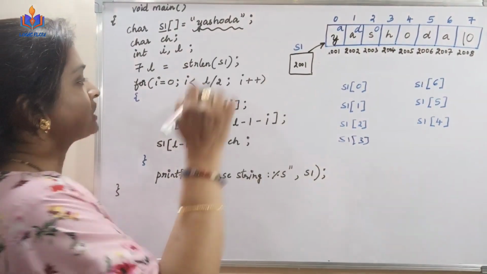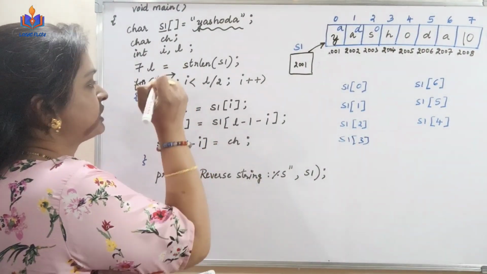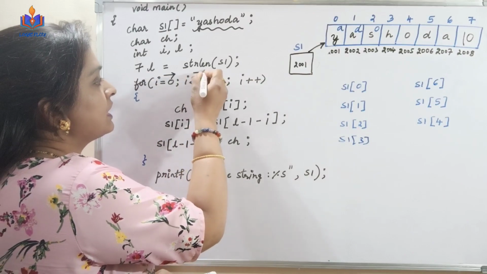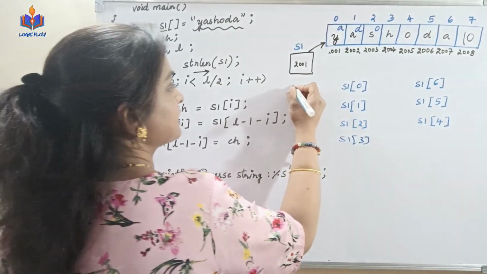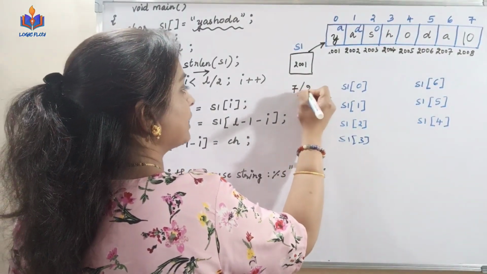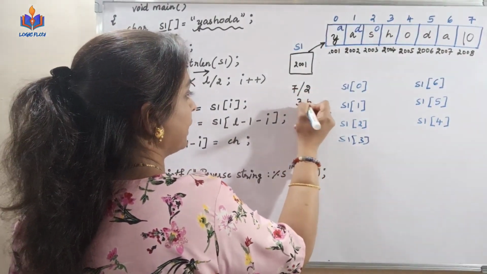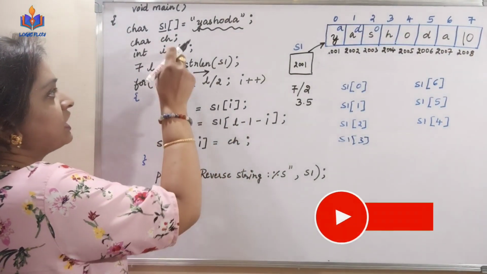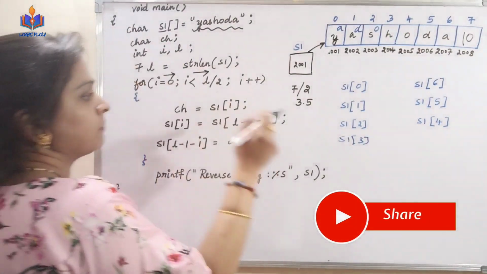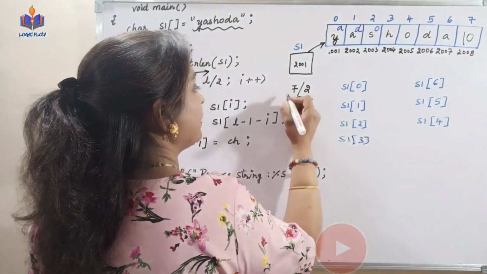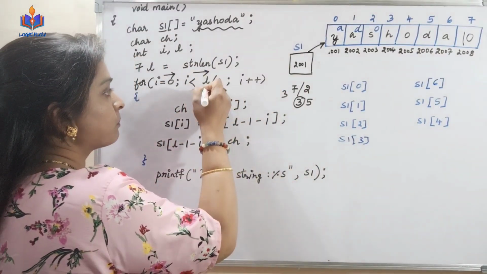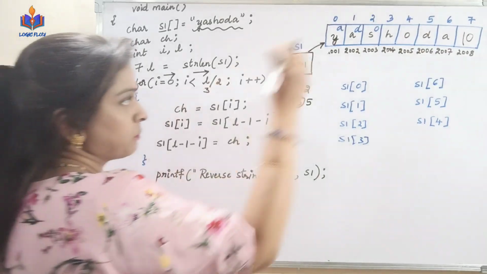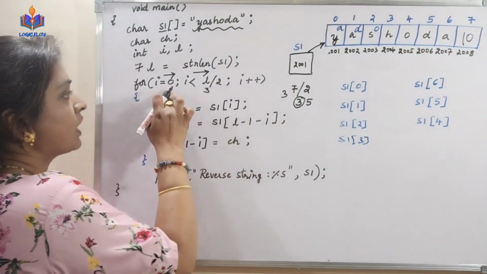Now the loop starts: I equal to 0, 0 less than length divided by 2. L is 7, 7 divided by 2 is 3.5. As I is of integer type, it will take the whole part. The answer is 3. So it will traverse up to 3, less than 3. So I equal to 0.